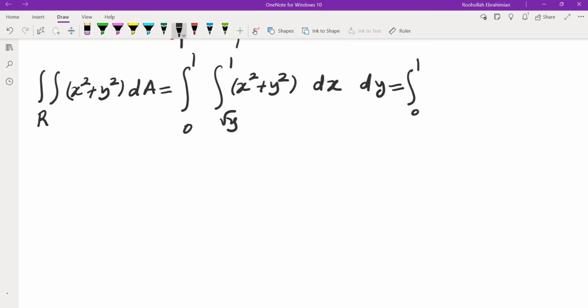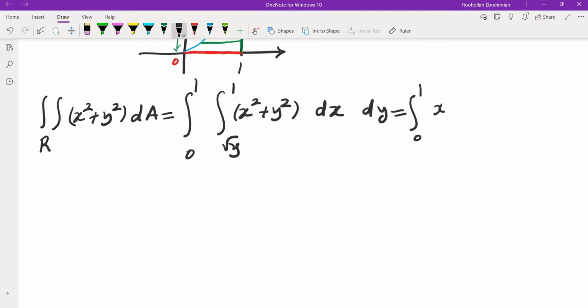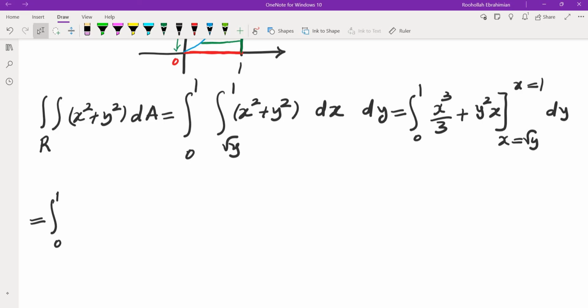So this is the integral from 0 to 1. Now we have to integrate with respect to x. So this would be x cubed over 3 plus y squared x. And this one is x equals root y to x equals 1. And then we have to integrate with respect to y. So this is the integral from 0 to 1. When we plug in 1, we get 1/3 plus y squared minus, when we plug in root y, we get y to the 3/2 over 3 plus y squared times y to the 1/2, or minus rather, that is y to the 5/2, dy.